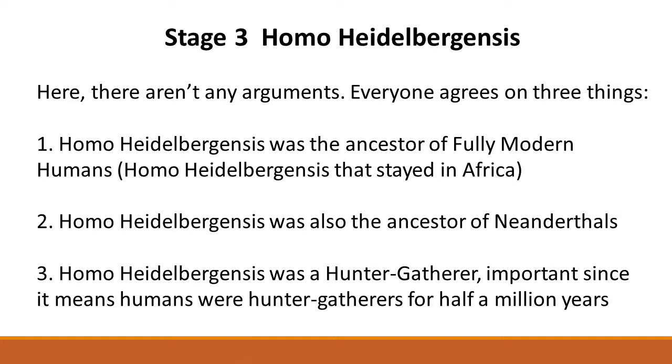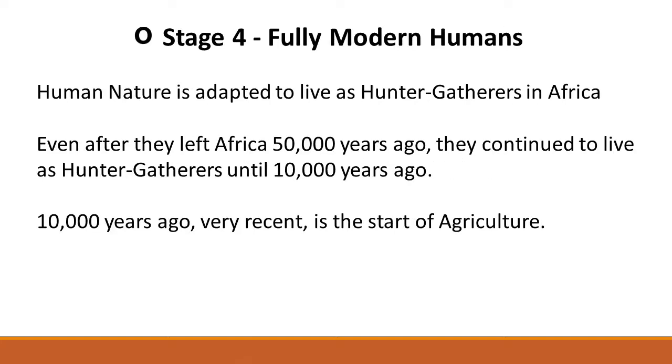So that's important. The hunter-gatherer part is important because it means humans, the main line leading to fully modern humans, were hunter-gatherers for 500,000 years. And then they stayed, as we're going to see in just a second, hunter-gatherers even after they left Africa. So, you know, Native Americans or Australian Bushmen or South Sea Islanders were hunter-gatherers. Okay, then we had the fully modern humans, and I'm going to skip over that.